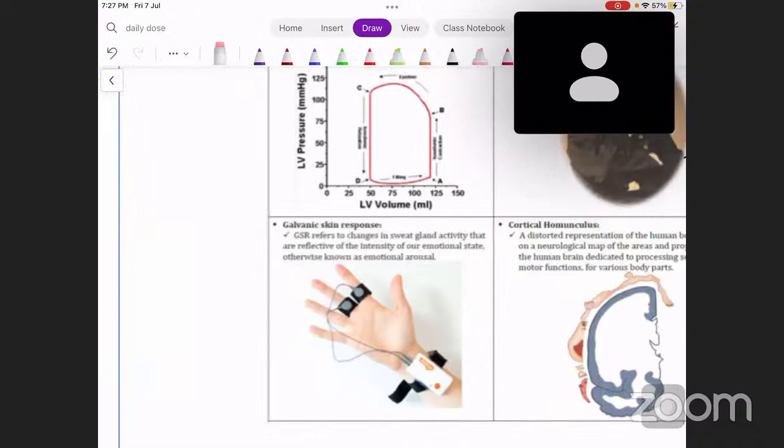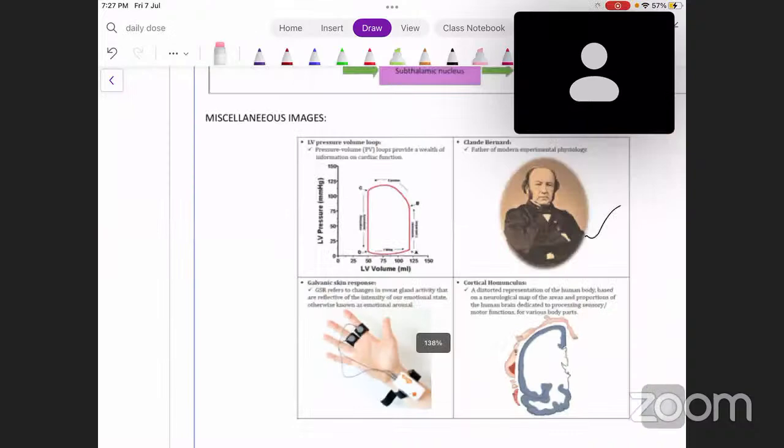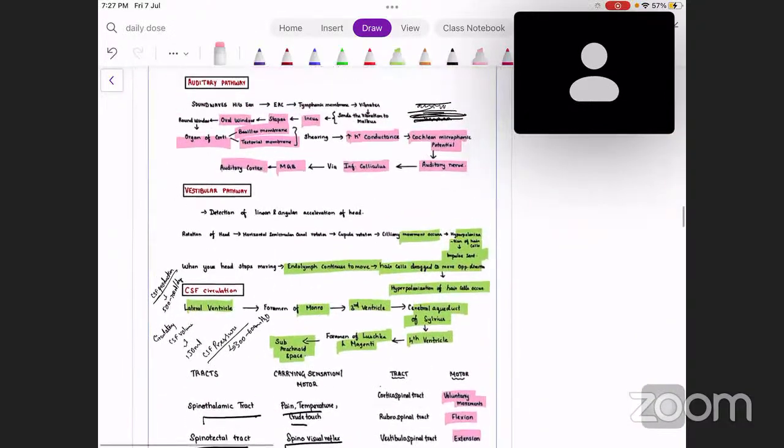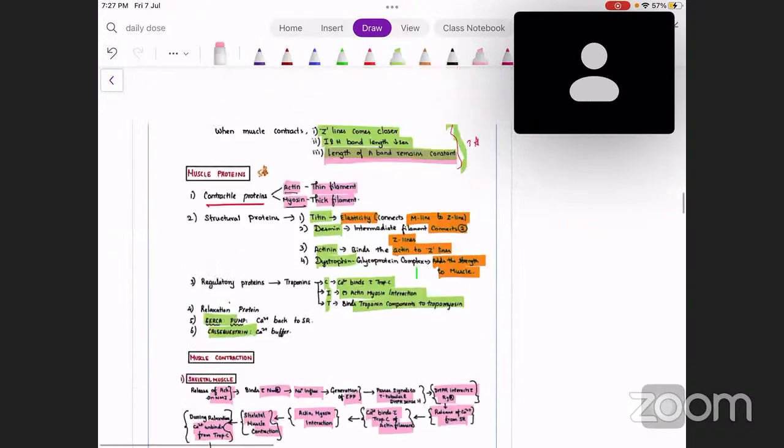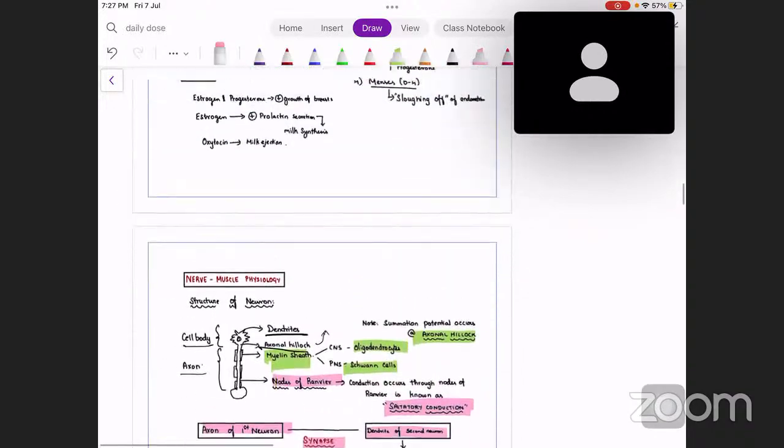Apart from that, this is the galvanic skin response, which measures sweat gland activity. Okay, so today we have discussed the high yield areas of your physiology. And because of the anatomy we have done, we couldn't go through the low yield areas.